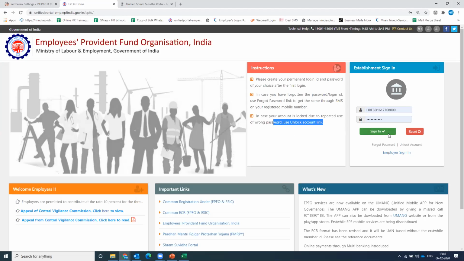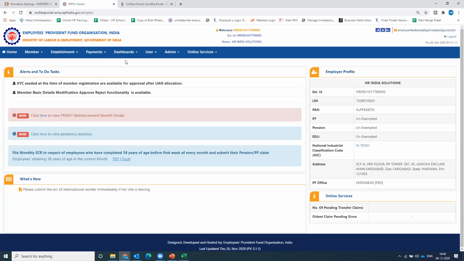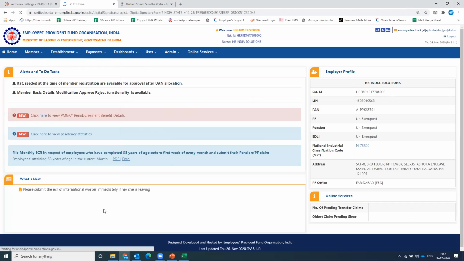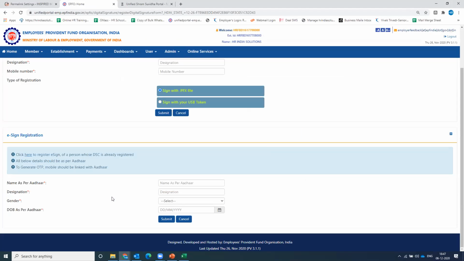We'll discuss the employee registration process, exit process, the PF ECR, how to register the DSC and all. Everything we'll discuss in the next session on the coming Saturday. Establishment, DSC, e-sign, how to register that, the entire process we'll discuss in that session.